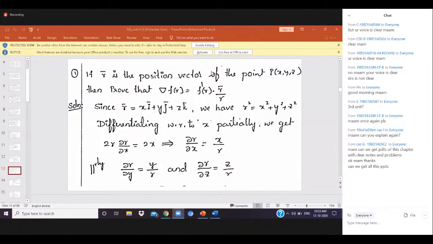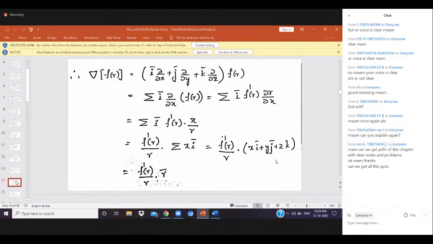So r square is equal to x square plus y square plus z square. Differentiating partially with respect to x, y, z, we get the values: dou r by dou x as x by r, dou r by dou y as y by r, dou r by dou z as z by r. So the gradient of a function formula here we are expanding, because f is a function and r is also a function of x comma y comma z. So symbolically, del f of r is equal to i bar dou by dou x plus j bar dou by dou y plus k bar dou by dou z into f of r.